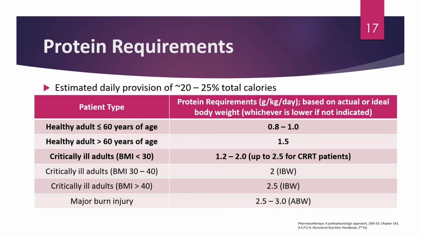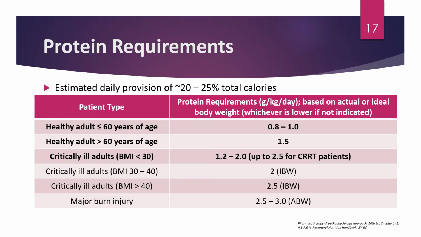In critically ill adults who have a BMI less than 30, we typically require about 1.2 to 2 grams per kilo per day for these patients to meet their energy expenditure needs. Whenever a patient is critically ill, a lot of times they go through high amounts of inflammatory process that actually burn off lots of calories and lots of protein. So we try to maintain that energy expenditure and that protein expenditure the best we can by feeding more protein.